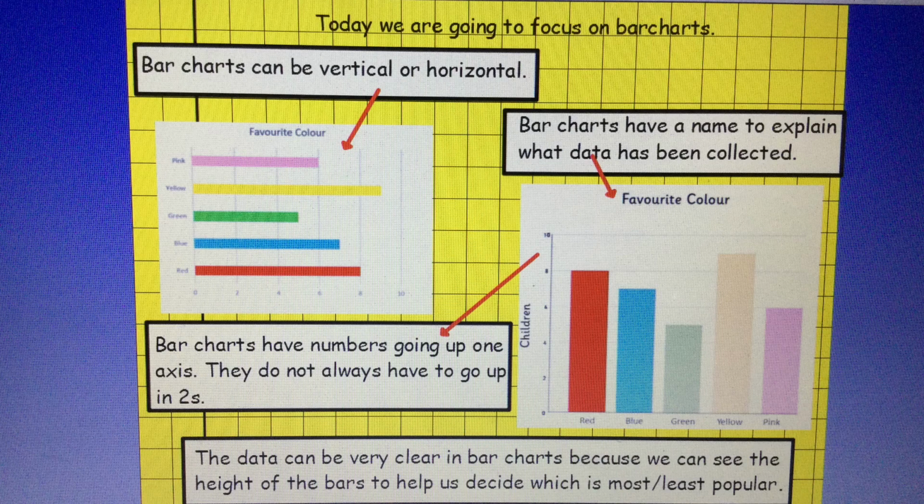Data can be very clear in bar charts because we can see the height of the bars, and that automatically tells us which is the most or the least popular choice. Another important thing to remember is that bar charts are very, very colourful. You can always colour each bar in a different colour to make the data even clearer.